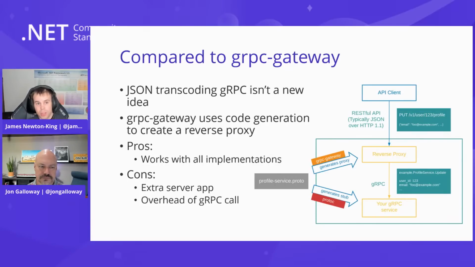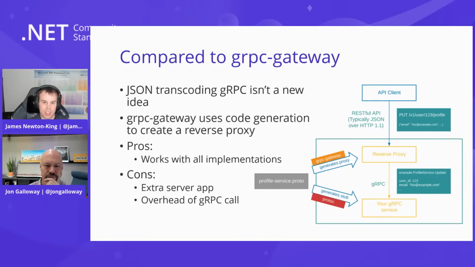But the downsides with what grpc-gateway and Envoy are doing is you have an extra app you have to worry about. So you've got this reverse proxy you need to maintain and keep up and have resources for, maybe it's running in its own container. So you've got to dedicate CPU to it. So it costs more.